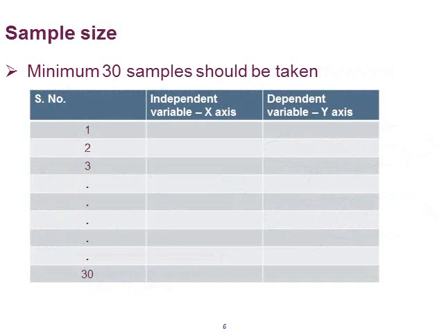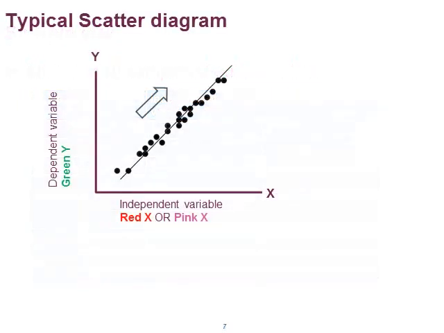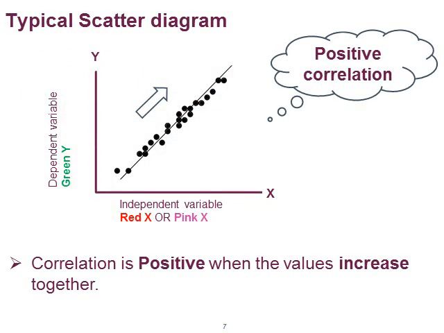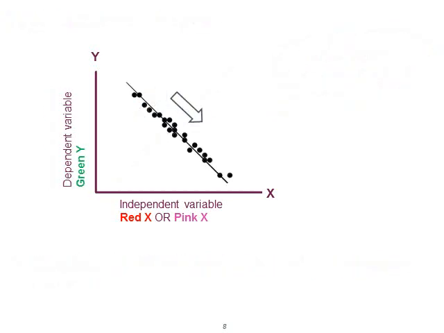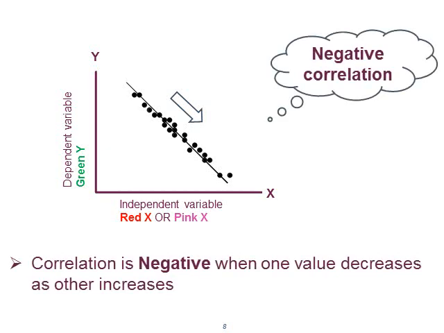Sample size. For determining the realistic dimension through a scatter plot, we need to take at least 30 samples. Here, as we see, the values increase together, so this is called positive correlation. When one value decreases as the other increases, this is called negative correlation.